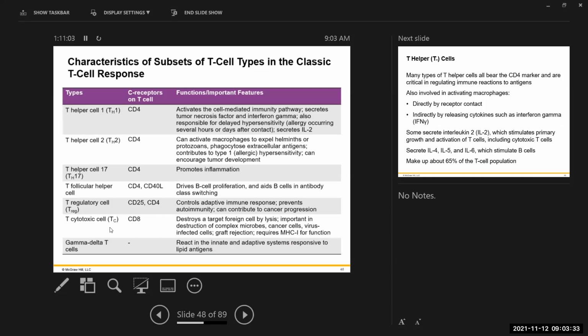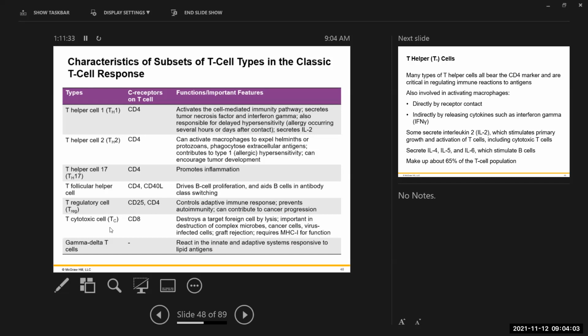So here are some of the different subtypes of T cells. Even the T helper cells, there's actually two types of T helper cells, a T helper 1 and a T helper 2. Here's our buddy here, the cytotoxic T cell. They express CD8 on their surface. The T regulatory cell, they express CD4, but they also express CD25.